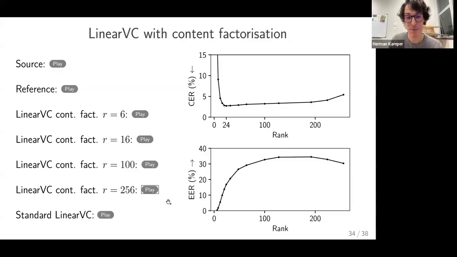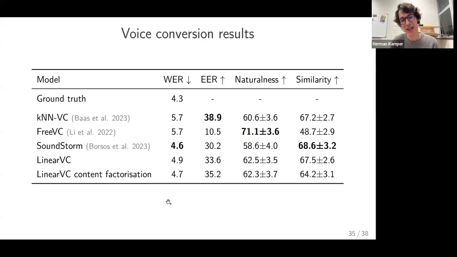Okay, so this one gets pretty confused. In the paper, this is the same table that I showed before, just with the content factorization added. And what we see is that this content factorization approach with a rank of 100 actually gives pretty similar voice conversion results to linear VC, despite just working on 100-dimensional features.